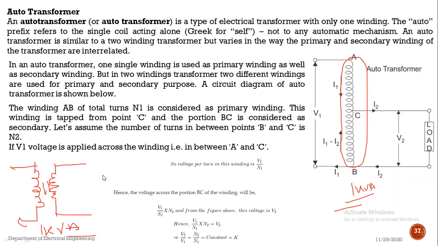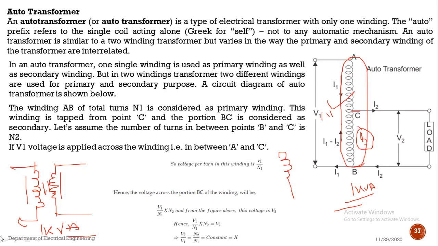See, I want to construct a transformer of the same kVA rating. For this, a separate primary winding and a separate secondary winding will be required. But in case of an auto transformer, only one winding will act as a primary and also as a secondary. This total part of the single winding will act as a primary, and with some tapping, this part will act as a secondary. So there is a copper saving in case of an auto transformer.